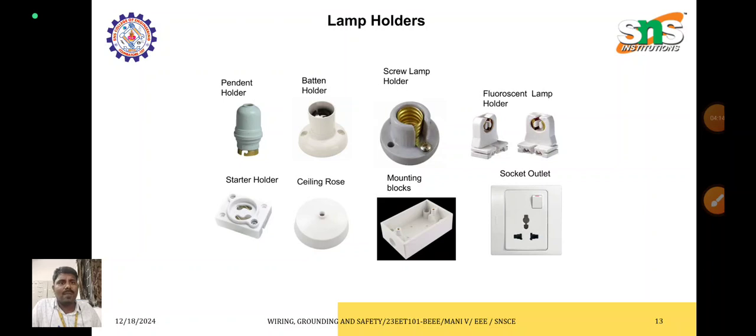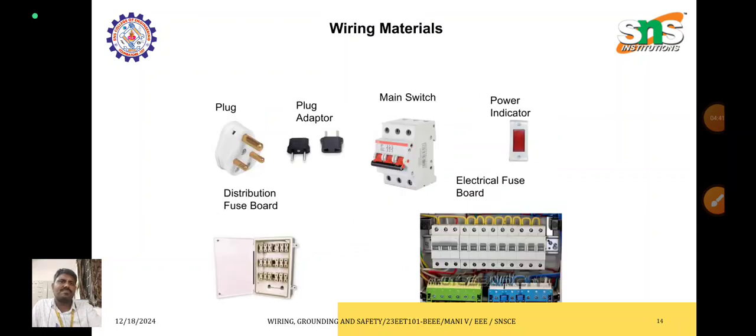And the screw lamp holder. If the lamp is heavy weight, we have to withstand it with the holder, so the screw lamp holder is there. The next one is the fluorescent lamp holder, which is fixed on the two sides of the fluorescent lamp. And starter holder, ceiling rose, mounting blocks and socket outlet. So these are the different lamp holders which are used.